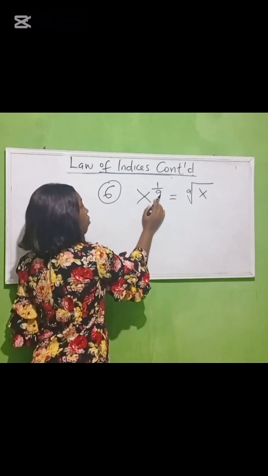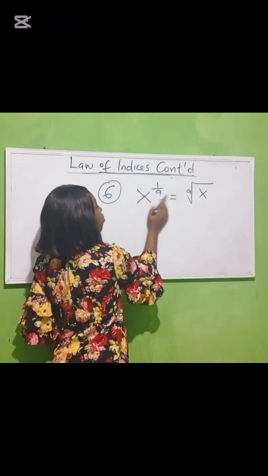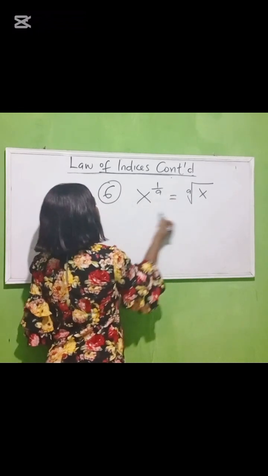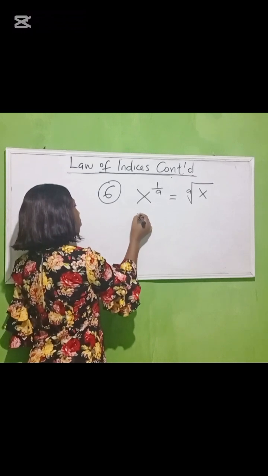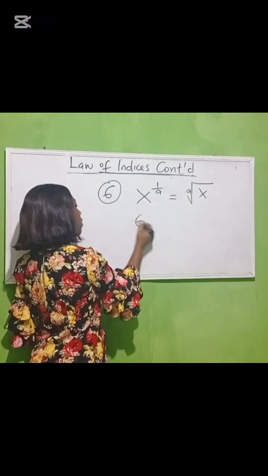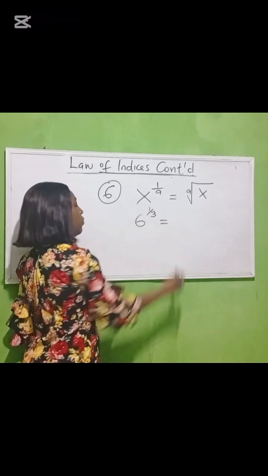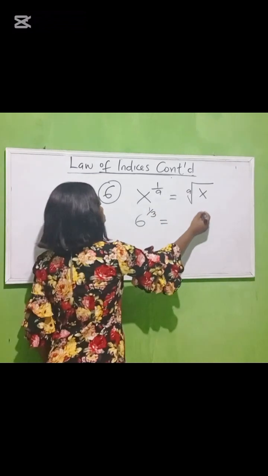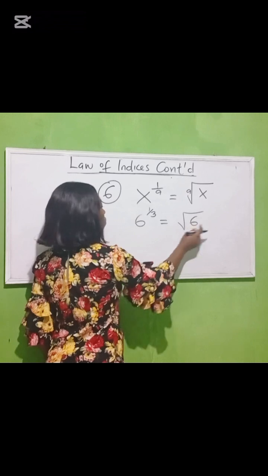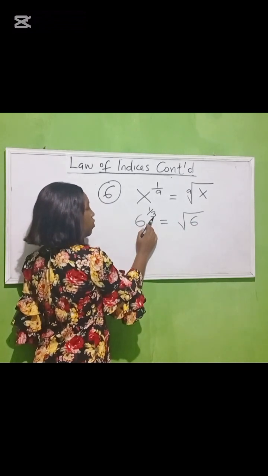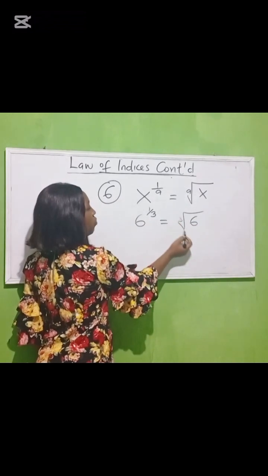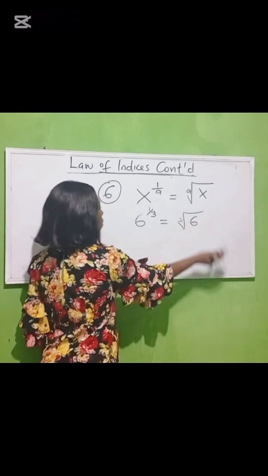For this, your denominator here is what you bring outside here. For example, you have 6 raised to power 1 over 3. So you write your root of 6 first. Then your denominator, which is 3, you write it here as the cube root. So this is the cube root of 6.